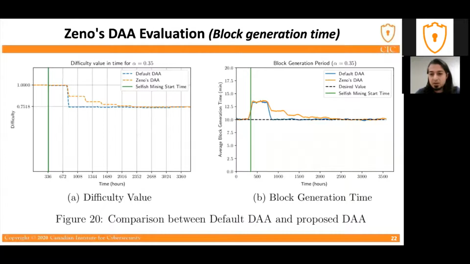And also on the right side, you can see the average block generation time. At the start, we don't have any selfish mining, and here the selfish mining starts to perform the mining. After that, this average block generation time goes up to a value more than our desired value. And as I said, the default difficulty adjustment algorithm puts it at the desired rate very quickly in one step, but our Zeno DAA does this in multiple steps, as you can see here, like in steps, very much like the left-hand side.